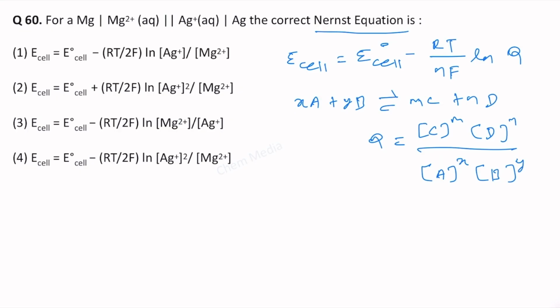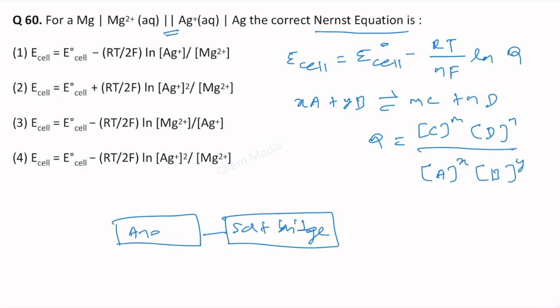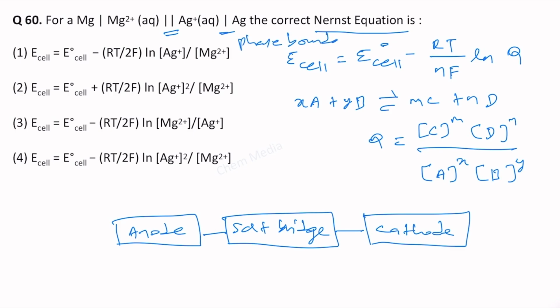Now, for a cell, this double vertical bar means salt bridge. So, it is always salt bridge in the middle, and then on the left hand side it is the anode half cell, and then on the right hand side it is the cathode half cell. The single bar represents phase boundary. This is phase boundary, which means that this silver here is solid. Likewise here too, the magnesium here is solid. It is not given, but the phase boundary basically tells us that it is not in aqueous medium, it is solid.